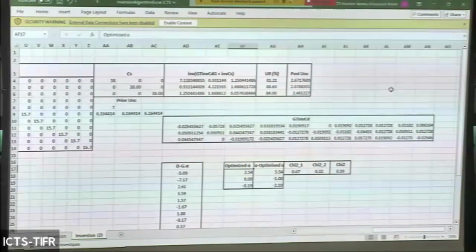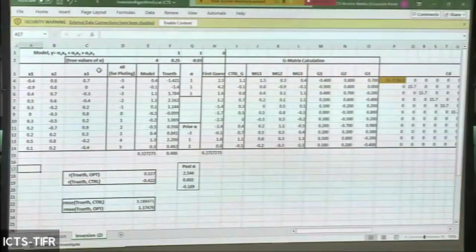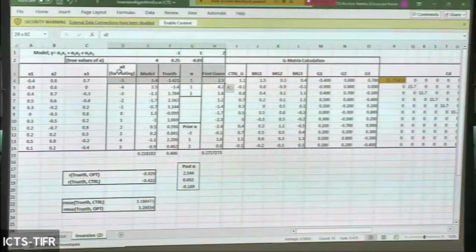Okay. After this I will come to the chi-square, but before that, let us see whether the software worked to give you the correct model estimate. Let us plot it and see. Here everything is made ready for plotting. After doing the G matrix, you need to put your prior values here, right? So I have input these: -3, 1, and 2. These are my prior values. Now let us plot and see whether the inversion has worked.